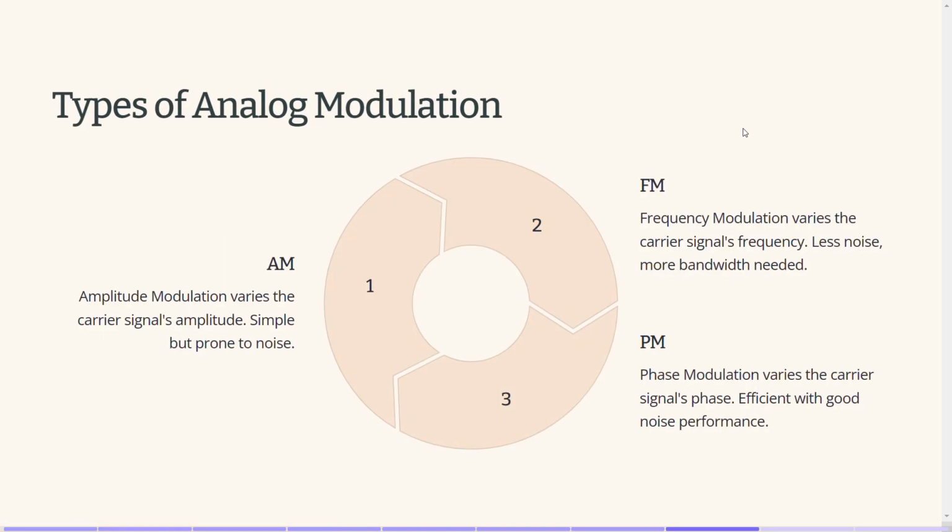Types of analog modulation. It's majorly in three parts. First, AM. AM is amplitude modulation, which varies the carrier signal's amplitude, simple but prone to noise. Next, FM, frequency modulation, which varies the carrier signal's frequency, less noise, more bandwidth needed. At last, PM, phase modulation. It varies the carrier signal's phase, efficient with good noise performance.